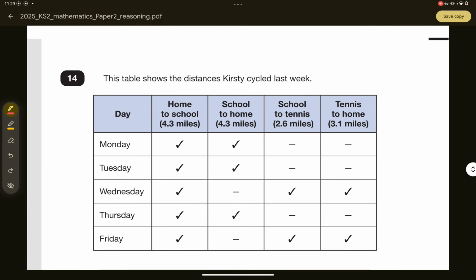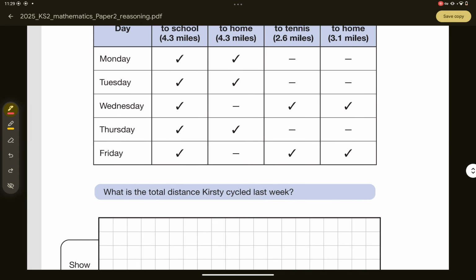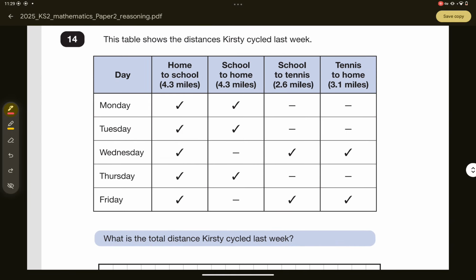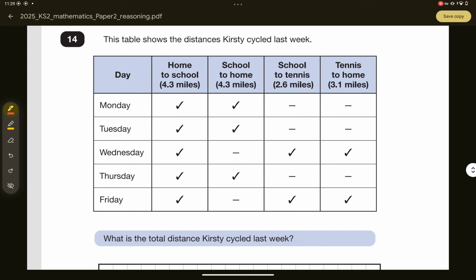14. This table shows the distances Kirsty cycled last week. So, what is the total distance Kirsty cycled last week? So, let's see the timetable. Home to school, which is 4.3 miles. School to home, which is another 4.3 miles. School to tennis, which is 2.6 miles. And then tennis to home equals 3.1 miles.